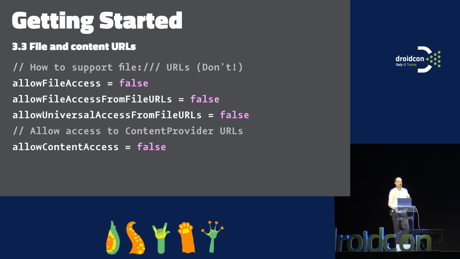This one might surprise a lot of you. We're loading local content, but I suggest that you disable loading from file URLs. We're going to see next, a little bit further ahead, how you should do it instead. So all these first three here are about file access. Disable all of those. The fourth one is a little bit weird. It's basically allowing the web view to load stuff from a content provider. And you probably don't want that. So yeah, disable all of those.